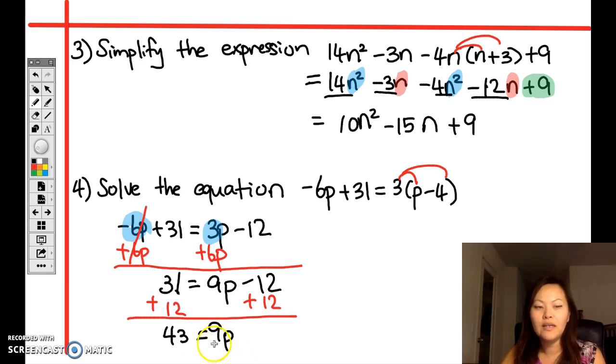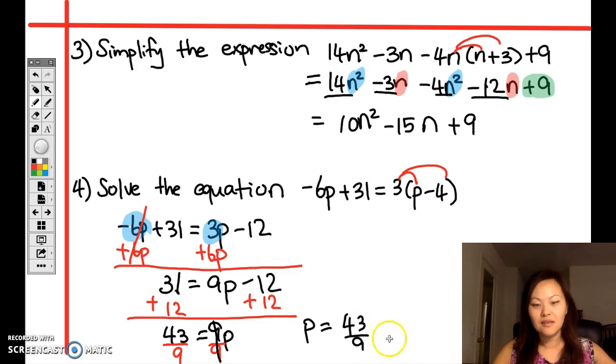All right. Finally, you got to divide both sides by 9. And so now you know that p is equal to 43 over 9. If you cannot simplify, then that's your answer, okay? I can't help you right now. So there you go.